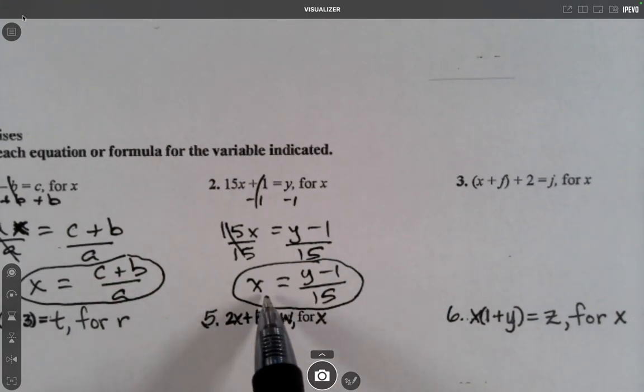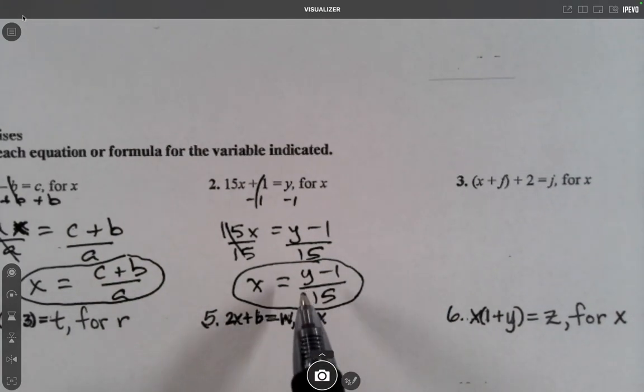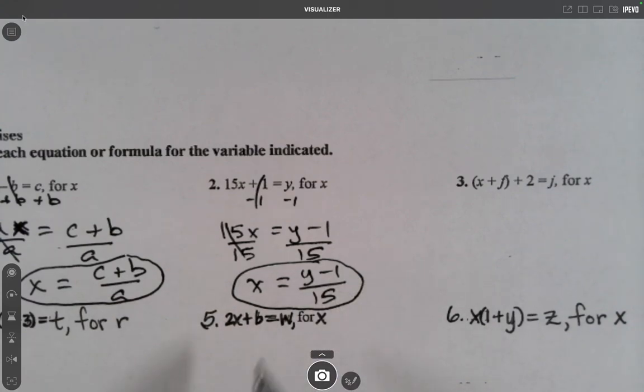But now that we have it in this form, we can plug in y a lot more quickly. We know we just plug in the y, subtract 1, divide by 15. It's more clear what to do.